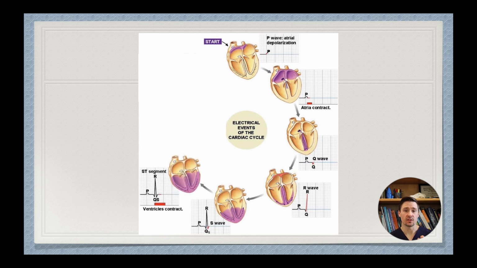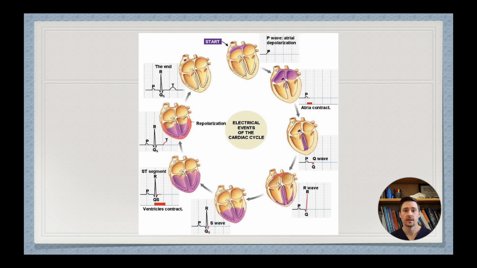Now the T wave is the graph's representation of the repolarization of our ventricles. That means all of the cells are now back to being a little bit more positive on one side and a little bit more negative on the other side of the cell membrane. Once everything is repolarized, the whole process starts all over again.